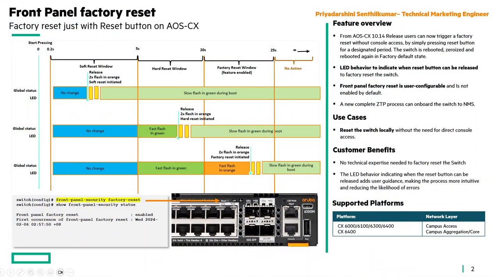So let's look at the feature overview for this particular feature. Before 10.14, there wasn't any dedicated functionality to perform factory reset without console access, unlike AOS-S. Now, with 10.14, users can trigger a factory reset without console access by simply pressing the reset button for a designated period, say from 20 to 25 seconds, as highlighted in the diagram. The switch is rebooted, zeroized, and rebooted again into factory default state.